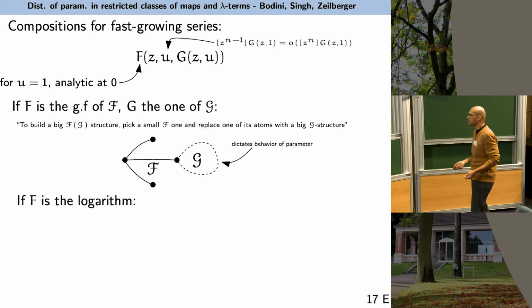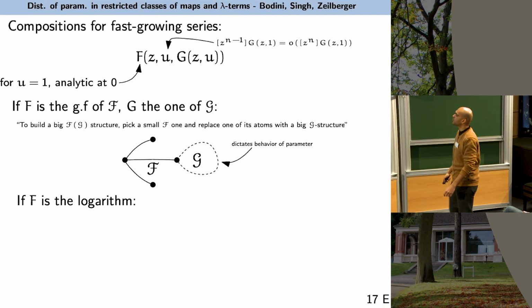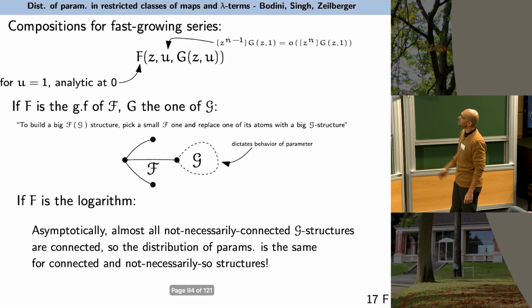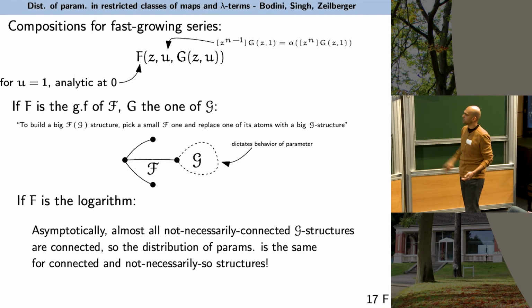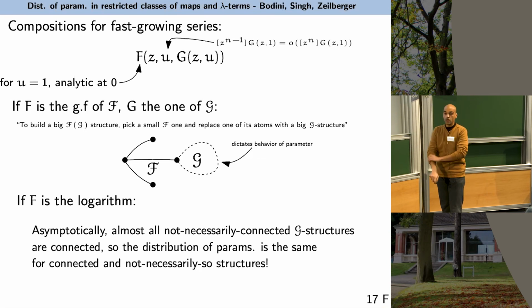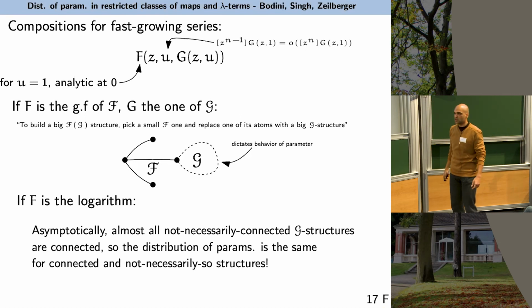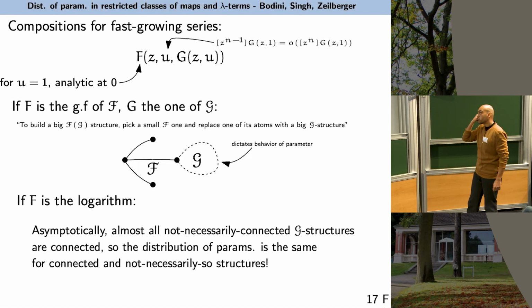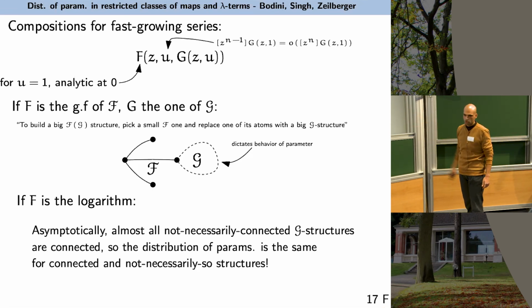If f, on the other hand, is the logarithm like we have here, this allows us to encapsulate a different folklore idea in combinatorics. It is that asymptotically, almost all not necessarily connected G structures for appropriate families G are connected. And this happens, for example, in random graphs. You can see that asymptotically, almost all not necessarily connected random graphs are indeed connected. And this can immediately be proven by applying Bender's theorem. And so essentially, what happens is that the distribution of parameters is the same between a connected and a not necessarily connected structure, because asymptotically, almost certainly, all structures in G are connected.